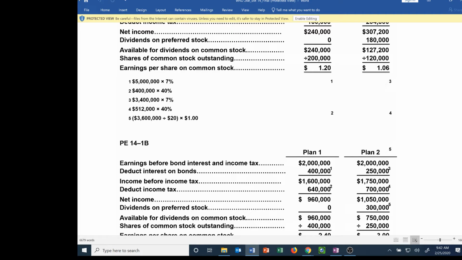Now these bonds are paying how much interest? What percent are they paying? 7. What is half of 7? 3.5. How do you write 3.5 as a decimal? 0.035. Now multiply that by 900,000. How much interest? 31,500. And what do you debit for that? Interest expense. And what do you credit? Cash. All right.